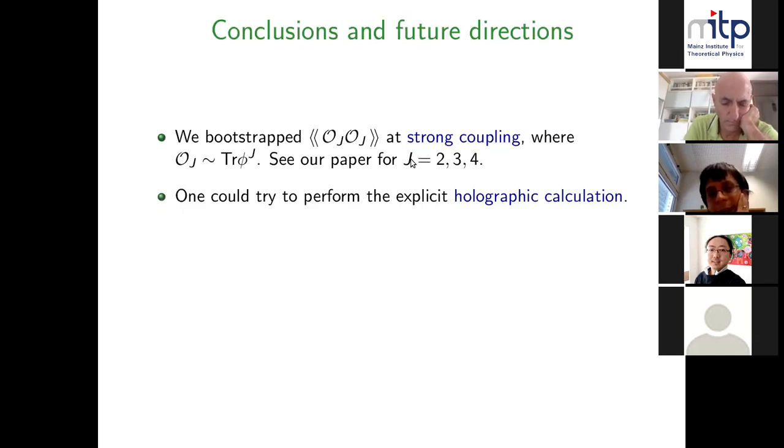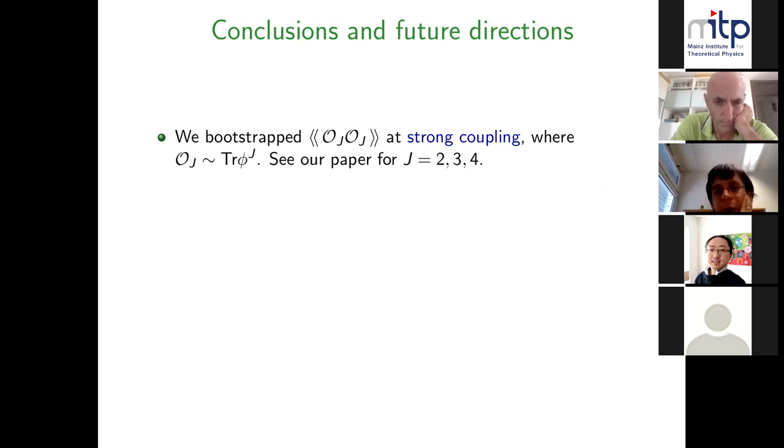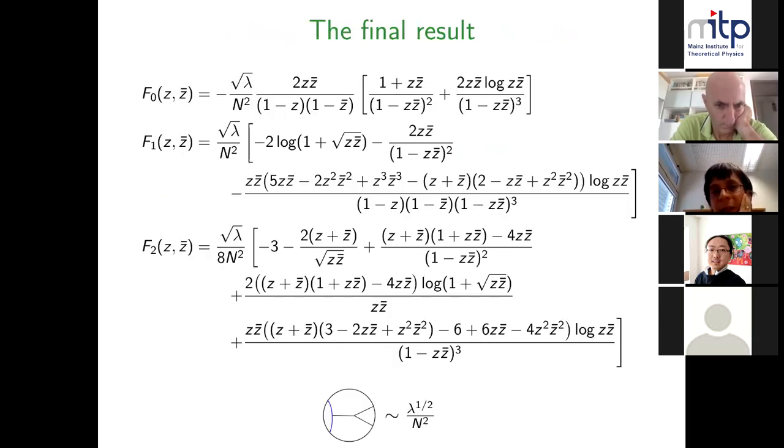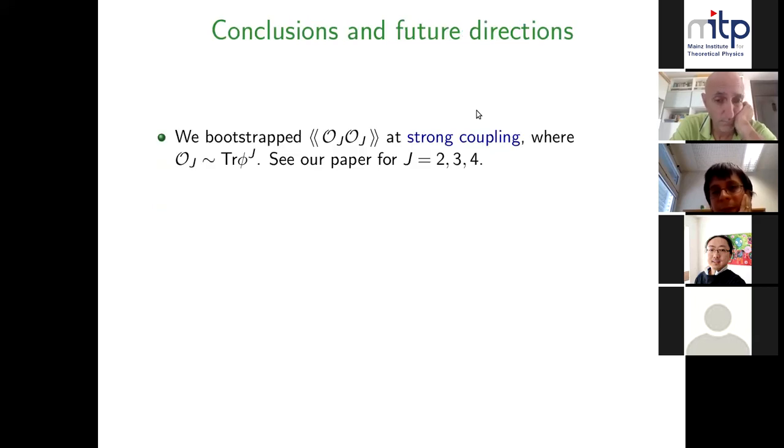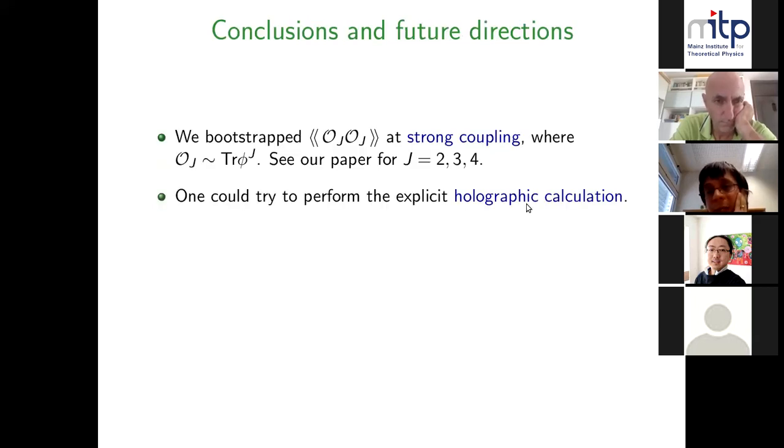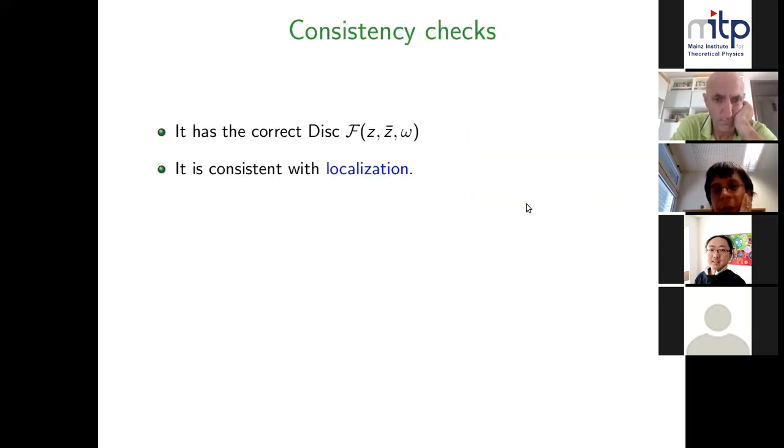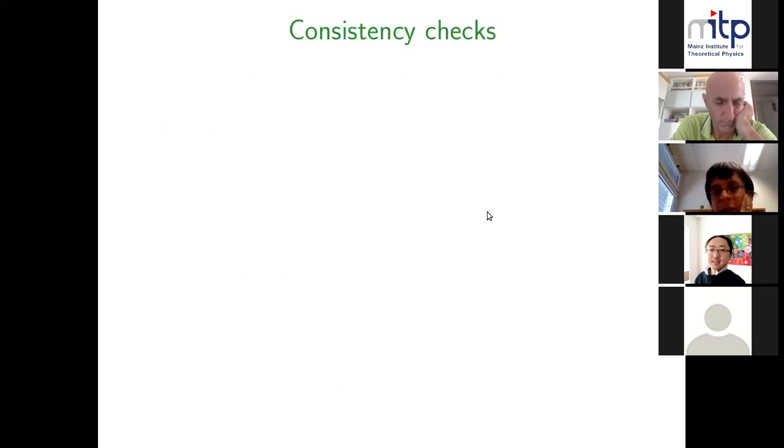Now, it would be interesting to do the explicit holographic calculation. We did the bootstrap, but now that we know that the result doesn't look that complicated, right? It's just logs and rational functions. Perhaps we should just look at these Witten diagrams and calculate them and confirm our prediction.